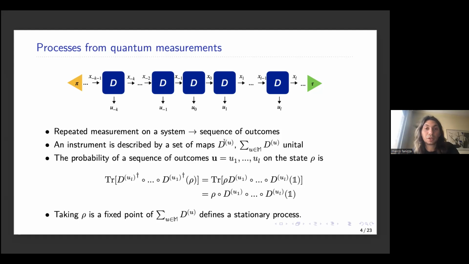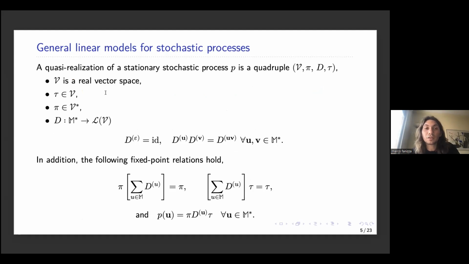This notation can be pictorially represented with this diagram, where we see that we start from a state pi of a hidden memory system, which evolves through maps labeled by the outcomes that we get at each step. And after we get the last symbol, we take the inner product of the hidden state with some other right stationary vector. In the case of quantum models, this tau, this right vector, will be the identity. But now we can abstract from this and forget about the particular requirements for quantum evolution maps, which are CP maps. And if we just insist on requiring this linear structure and this compositional structure of the maps, then we get what is called a quasi-realization of a stationary stochastic process.